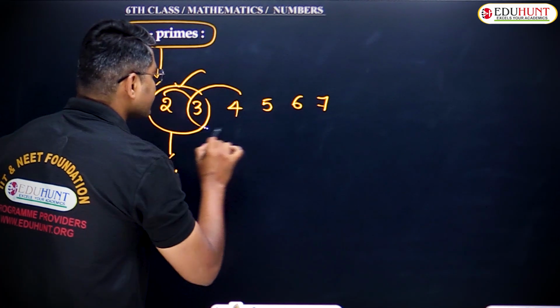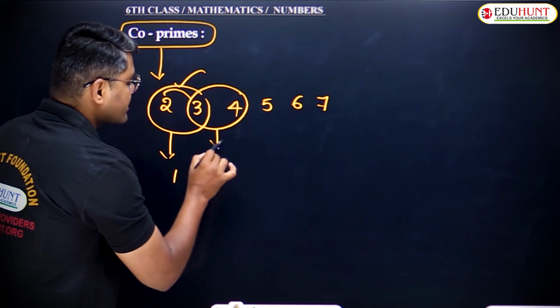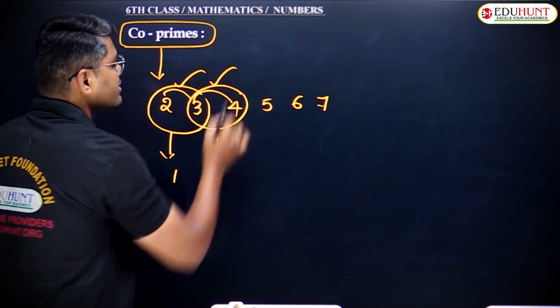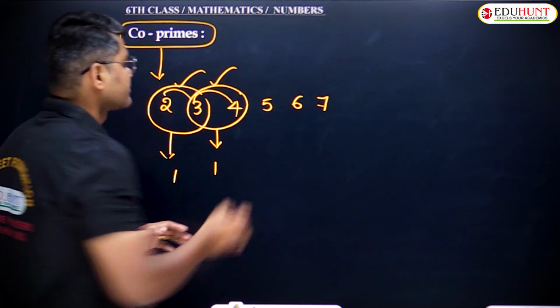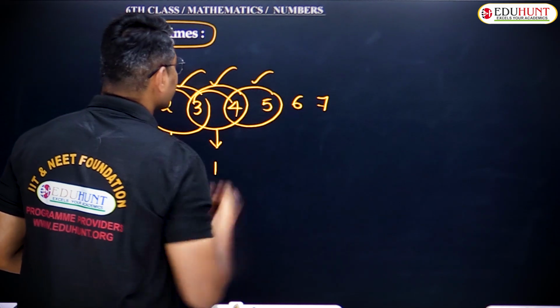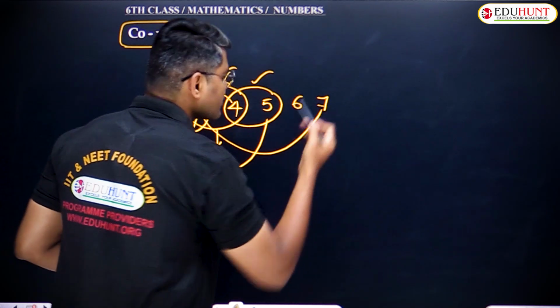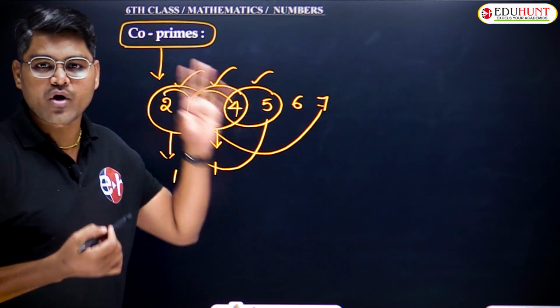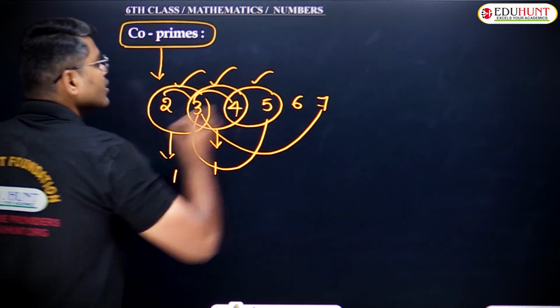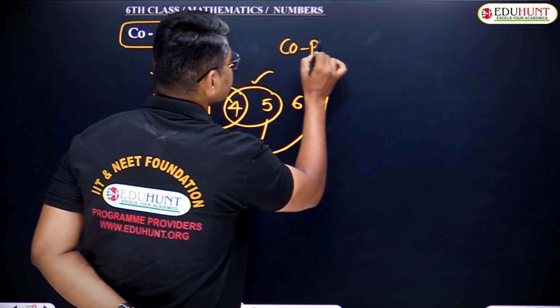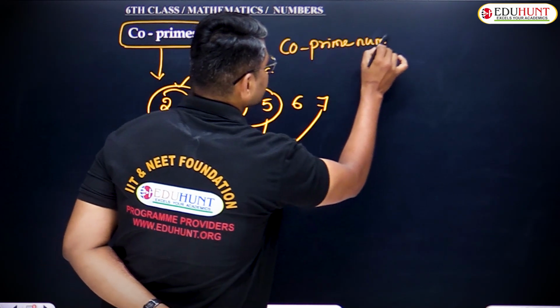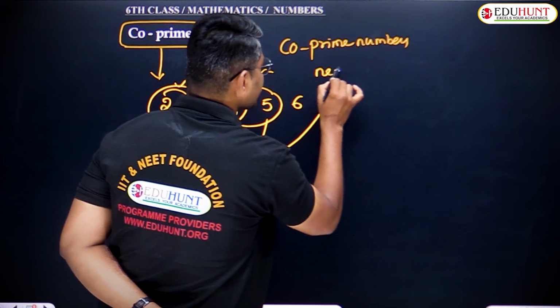And if I take 3 and 4, common factor is 1. So 3 and 4 are co-prime numbers. 4 and 5 co-prime numbers, and 3 and 5 co-prime numbers, 3 and 7 co-prime numbers. Here the point you should know is that co-prime numbers need not be prime numbers.